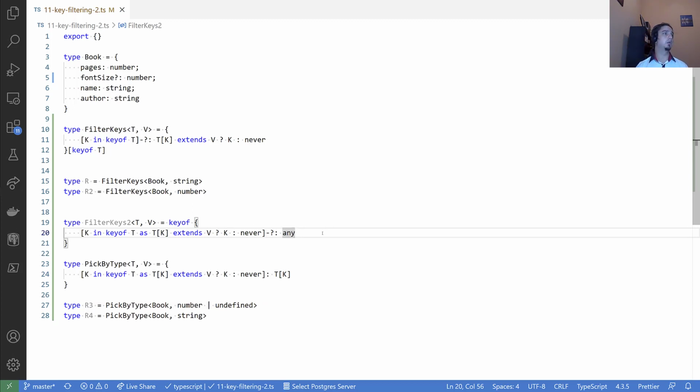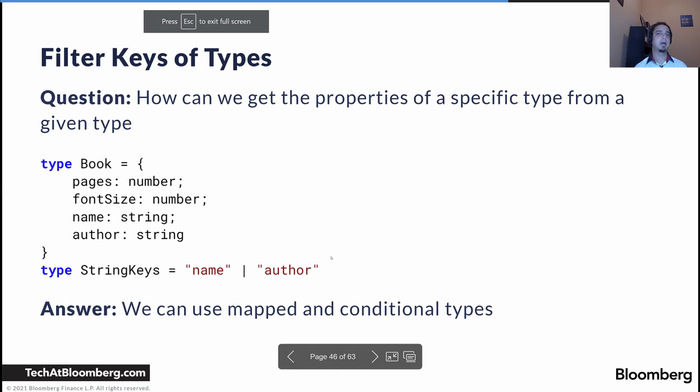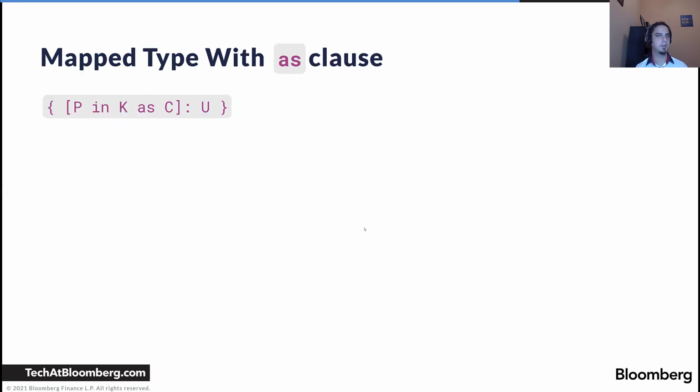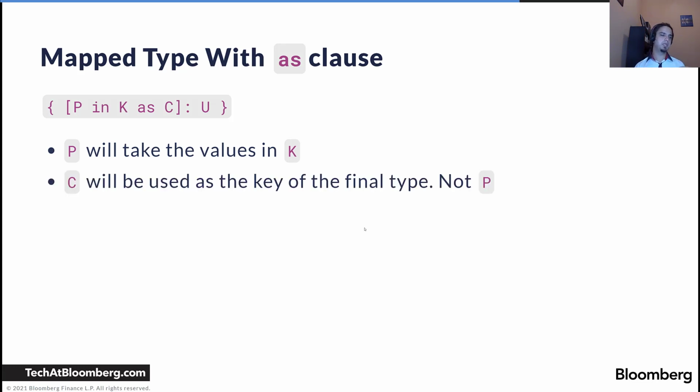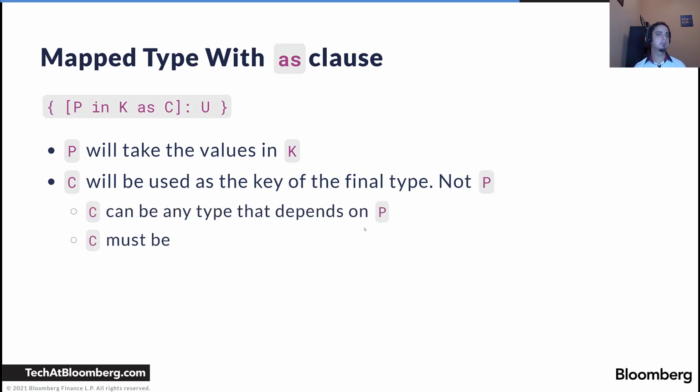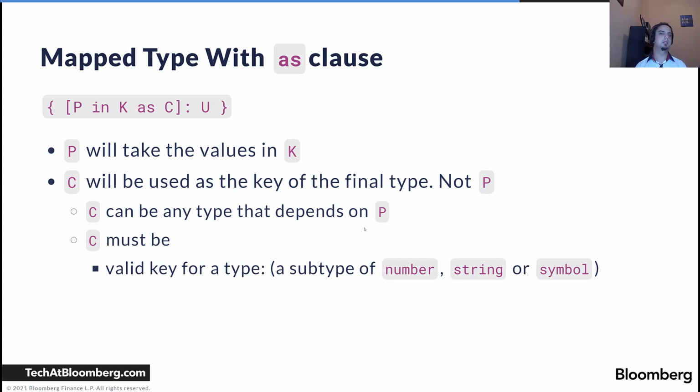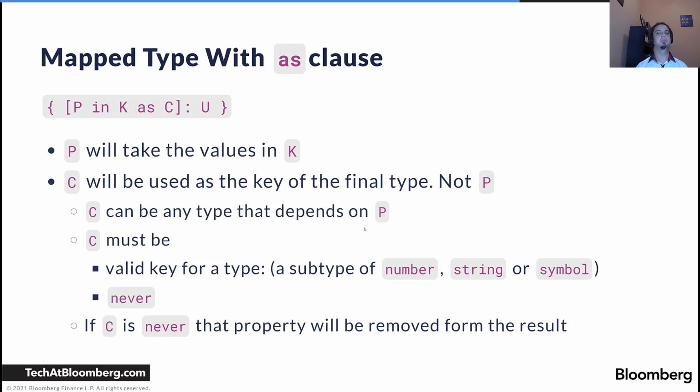Okay, so what did we see here? Well, we saw another aspect of mapped types, as well as an application of conditional types. We saw that mapped types can have an as clause, where we're going to take each key in whatever union we're mapping over, but P is not going to be the name of the property in the resulting type. It's going to be whatever the type expression C evaluates to. C can be any expression that depends on P, but C must end up being a valid type for a key, so it must be a subset of number, string, or symbol, or it can be the never type, in which case that key is going to be removed from the result. Now C is usually going to be a conditional type because that's the whole point of C, to include or exclude some keys, or it might be a string literal type, which we're going to see a little bit later.